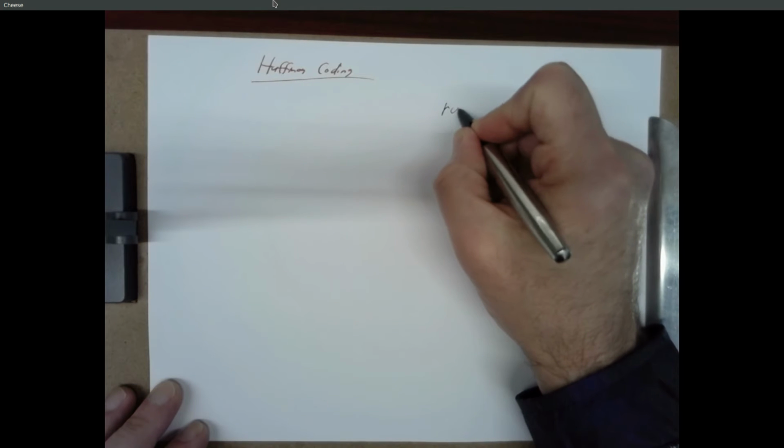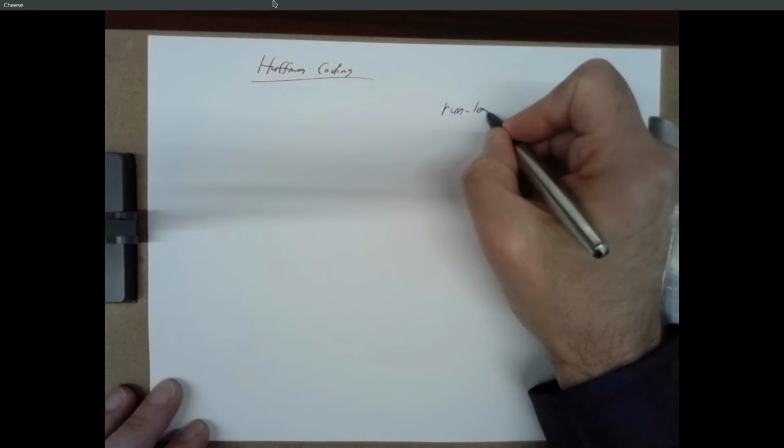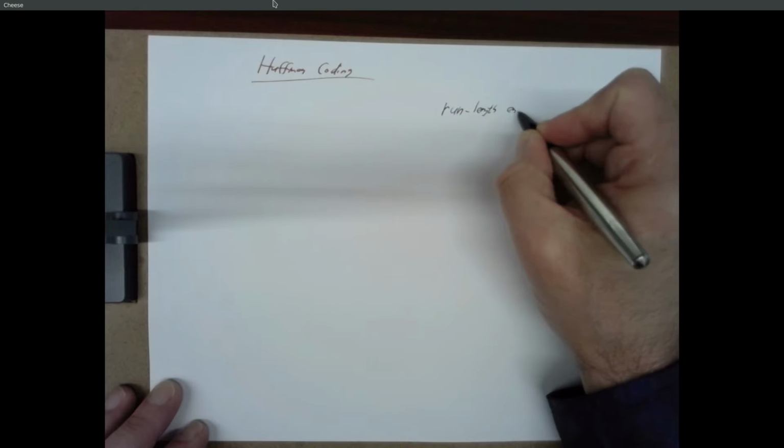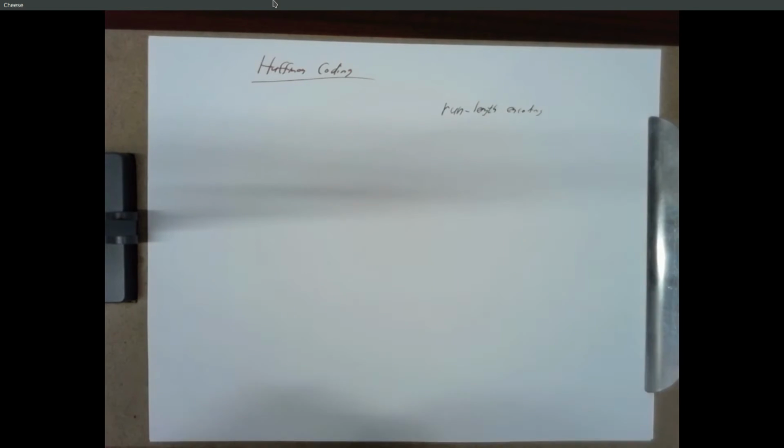So a pretty common scheme is something called run length encoding. If you have a file where some pattern or some character is repeated multiple times, you may be able to save space if instead of storing that character a gazillion times, you store it once and you say this is also stored a gazillion times.